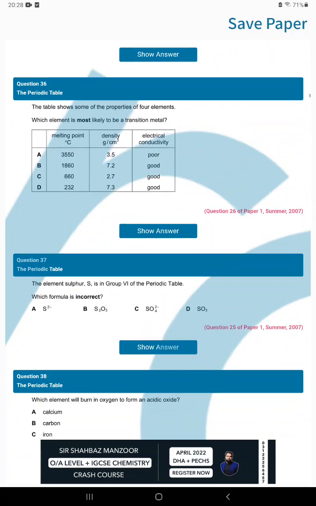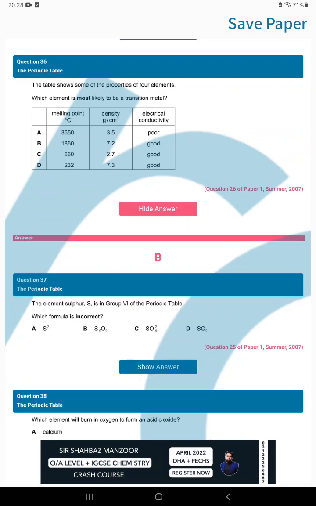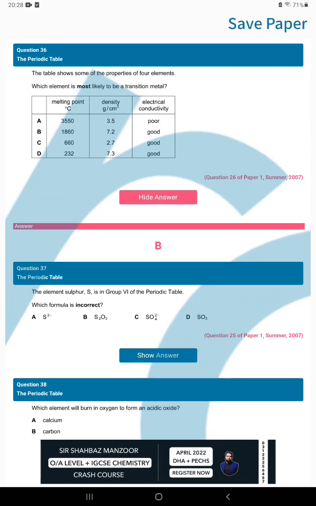The table shows some of the properties of 4 elements. Which element is most likely to be a transition element? B, maybe. Yes, it's B. 1860 is the melting point, 7.2 is the density, and it's a good electrical conductor.